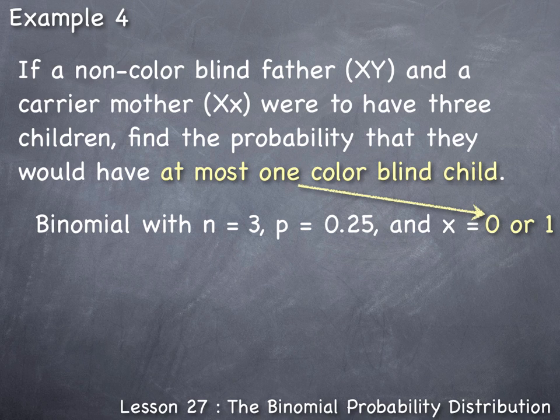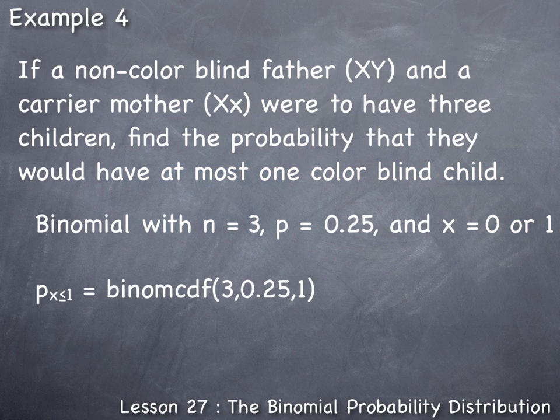Now, to find the probability using the TI-84 calculator, the binom CDF command would be the one to use here, because the binom CDF, C for cumulative, finds probabilities of less than or equal to. So the probability they have at most 1 colorblind child would be the probability that x is less than or equal to 1. So using the binom CDF command to find the probability of being less than or equal to 1, we'd have to input values of n equals 3, comma, and p equals the 0.25, comma, and then x equals 1.